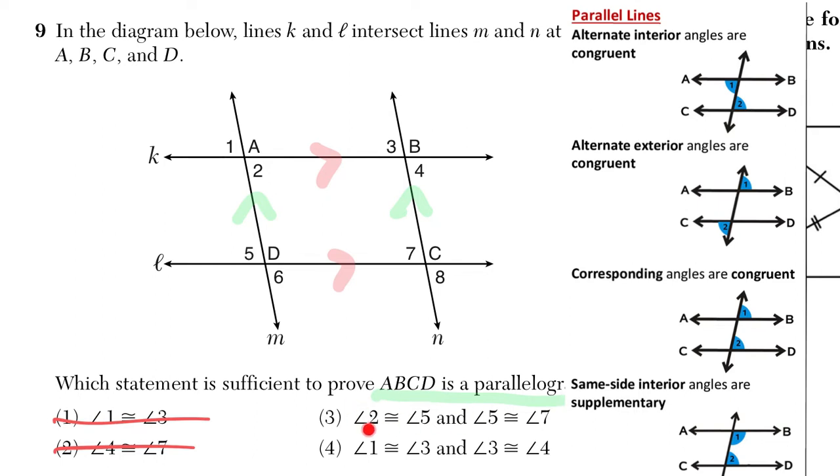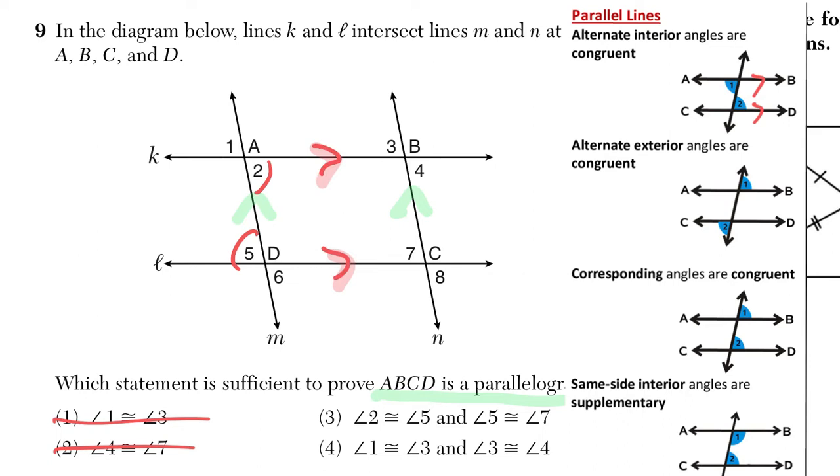So here's what I know. It says that angle 2 is congruent to angle 5, and so let's mark up the diagram. Angle 2 is congruent to angle 5. And if angle 2 is congruent to angle 5, that's an example of alternate interior angles. And so if we're talking about alternate interior angles, then we know that in this example on the right, those lines are parallel. And again, we can prove that this line K is parallel to line L.